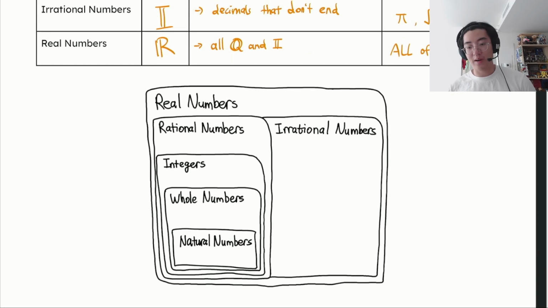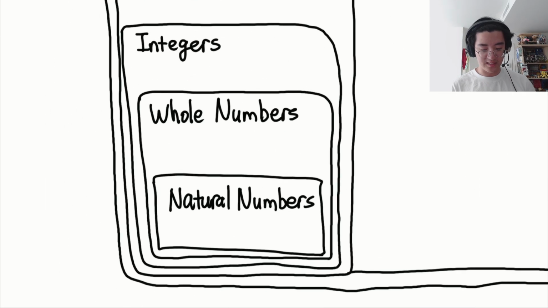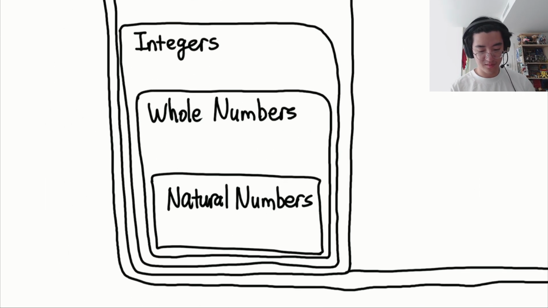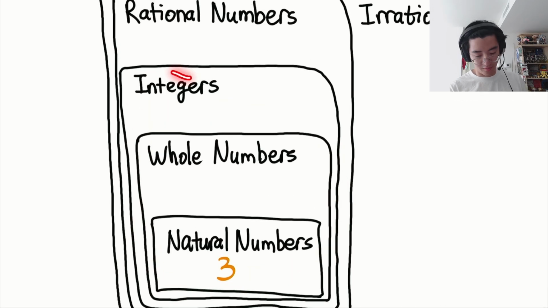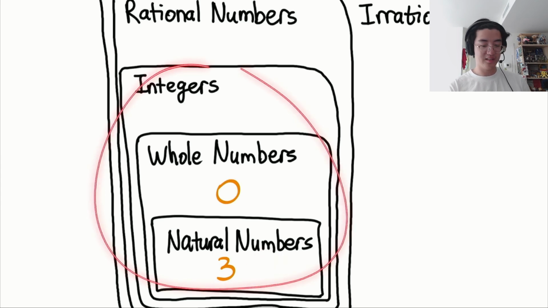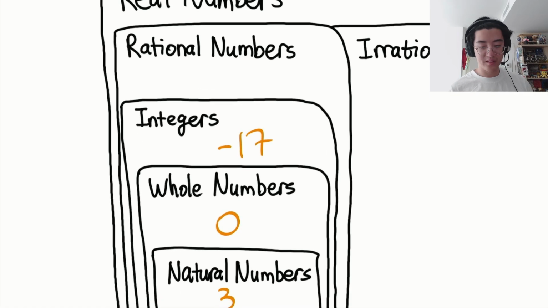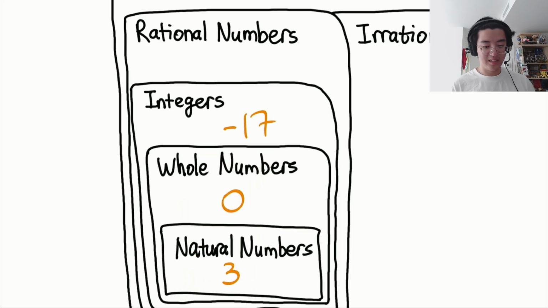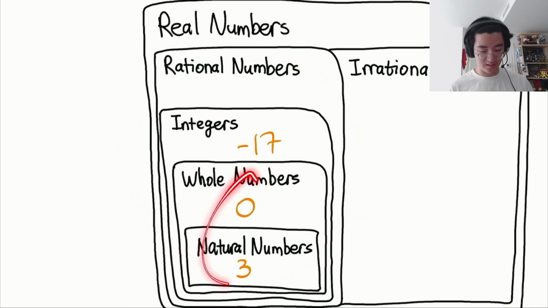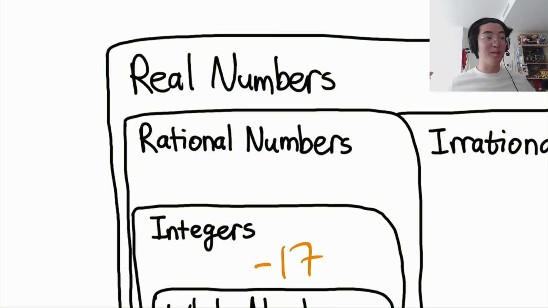And we can literally visualize this in this little chart here. Let's take a natural number of, I don't know, 3. That's a natural number, and 3 is also a whole number, and so 3 is also an integer. Let's say we have 0 here. 0 is not a natural number, but it's also an integer. And let's take -17 here. That's an integer, but it's not a whole number, nor is it a natural number. But -17 is a rational number, same as 0 and 3. So they're all included within each other.